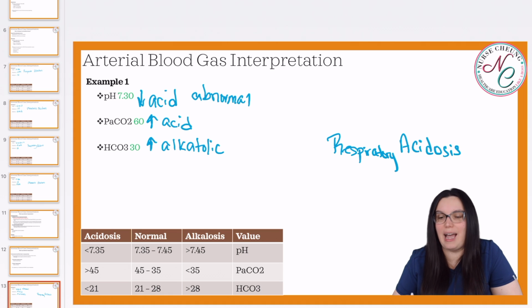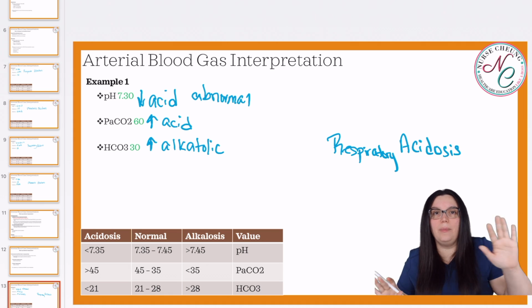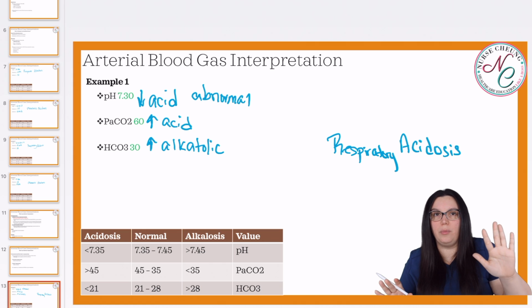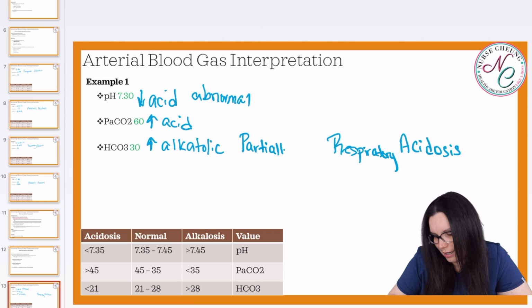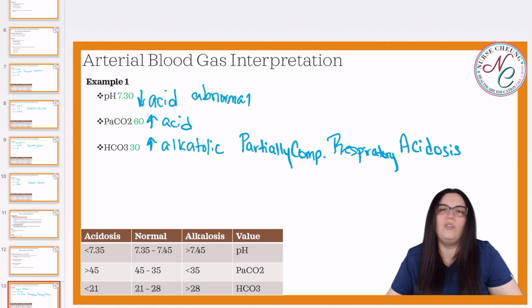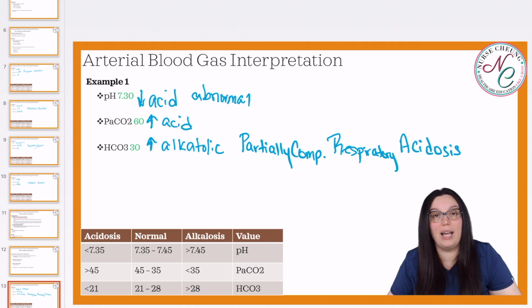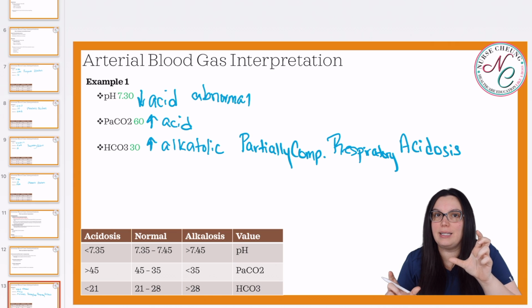And when we have an abnormal pH and two competing components of our arterial blood gas, our respiratory and our metabolic, we are going to call this partially compensated respiratory acidosis. Why? Because our pH is still abnormal, but our respiratory and our metabolic systems are trying to compete to fix one another.